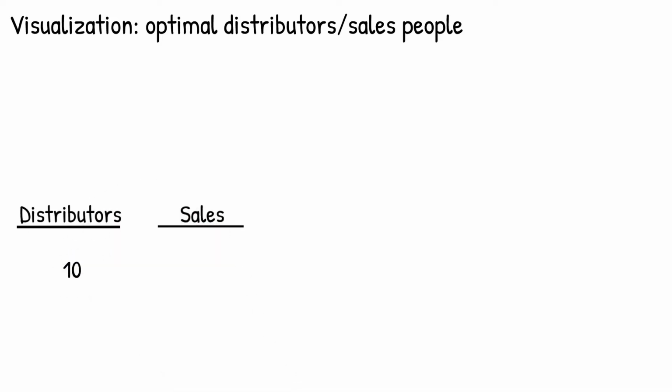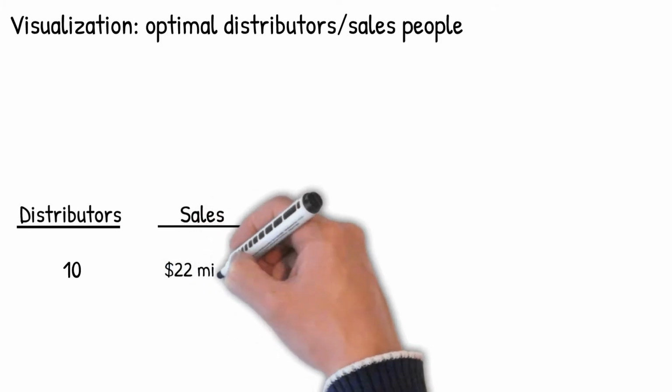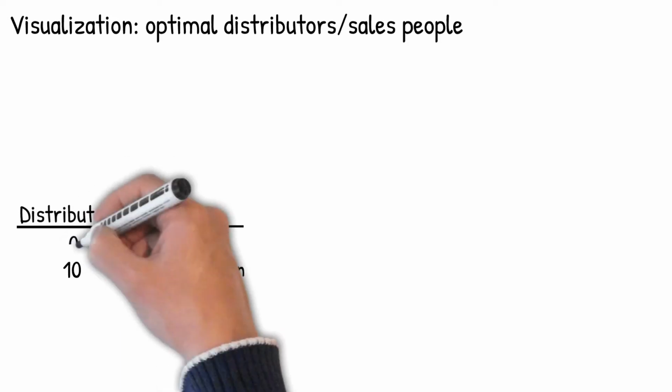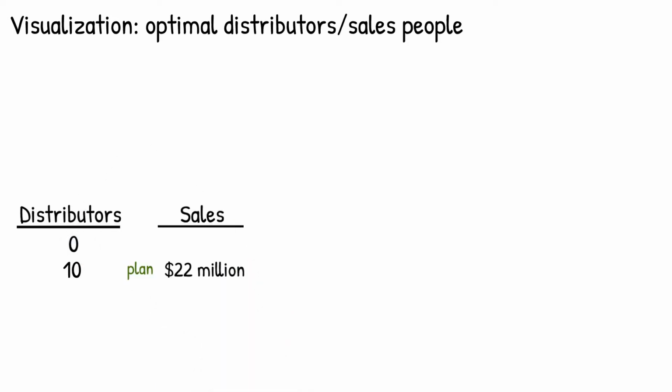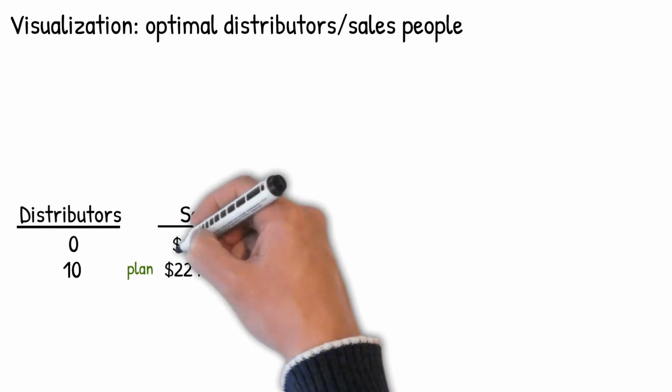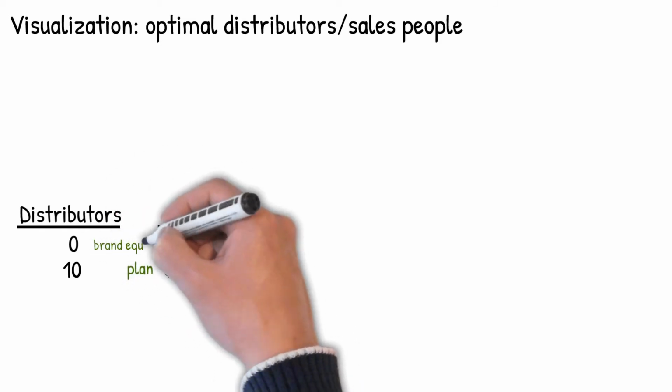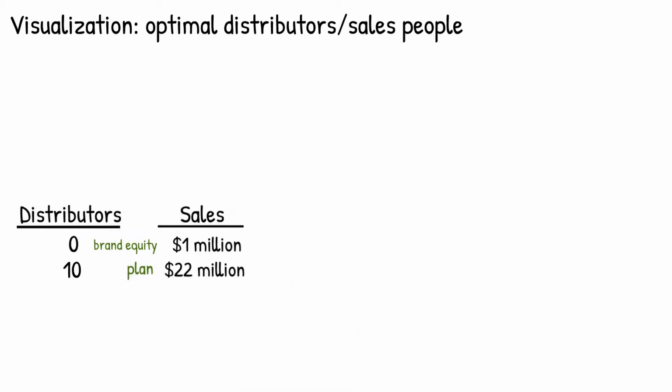Let's assume we already have 10 distributors, and the organization they work for has about $22 million in sales per year. In response analysis, we'll then ask a few additional questions. For example, what if we never would have had those distributors? What would have been the sales of that team? Well, with no distributors, we might only get $1 million in sales because we have some accounts receivables. That's called brand equity.